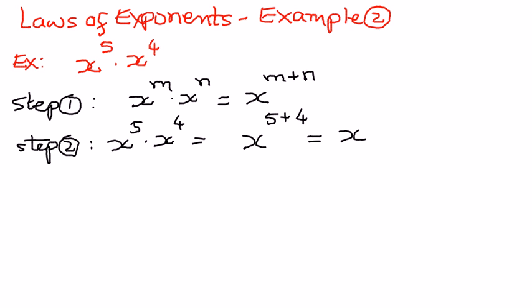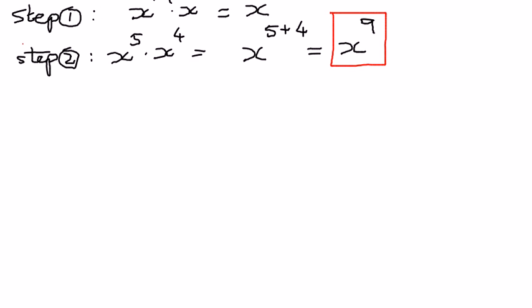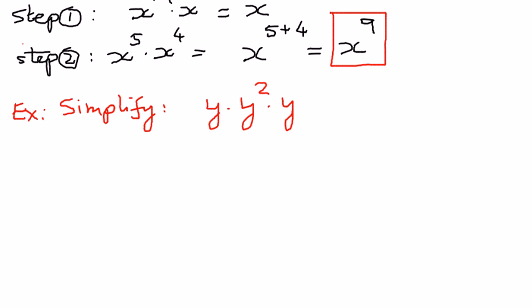Therefore, we can write this one as x to the power of 9. Therefore, x to the power of 9 is our answer. That's where we want to leave it. Let's look at another example. Let's say this time we want to simplify this particular expression, y times y to the power of 2 times y to the power of 3 times y to the power of 4, just as an example. Okay, so how do we solve this?